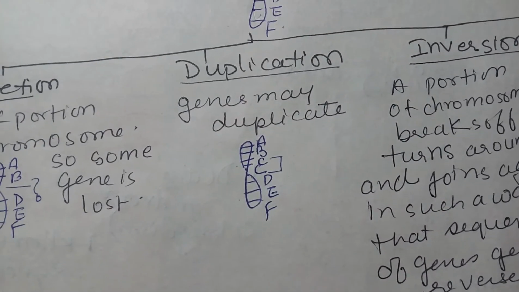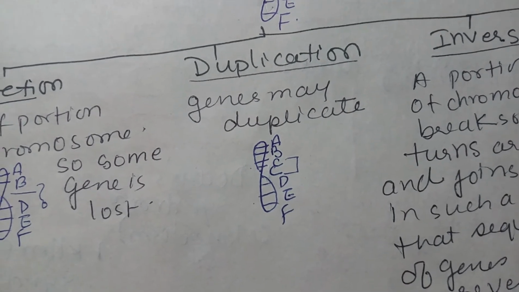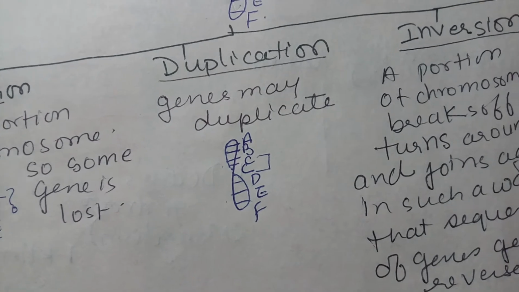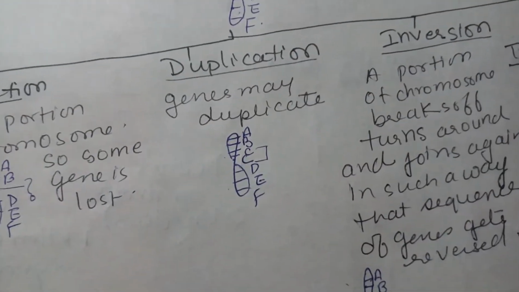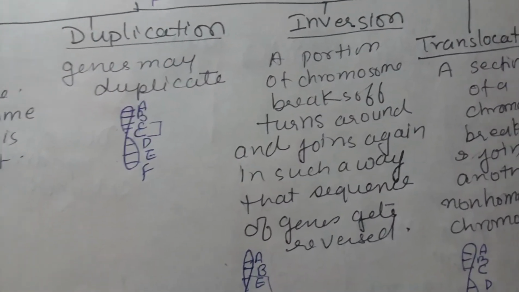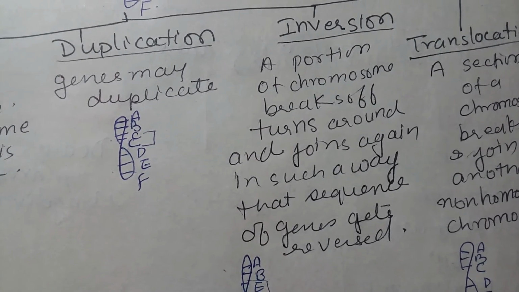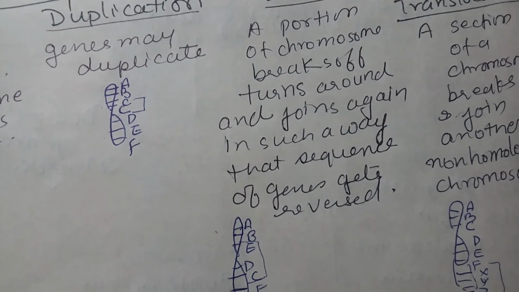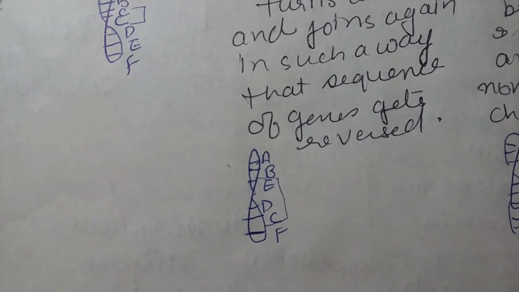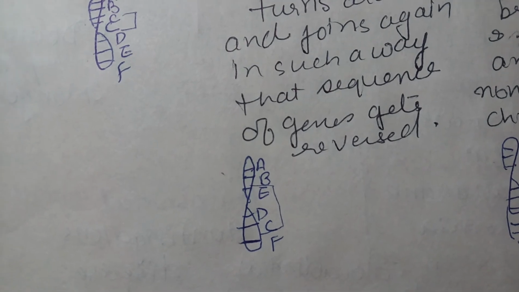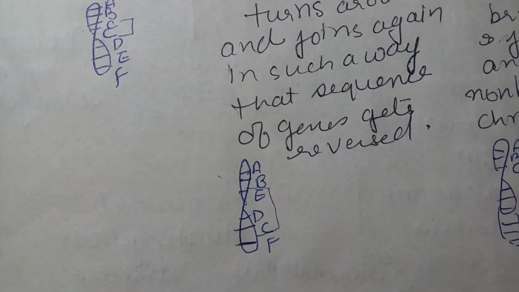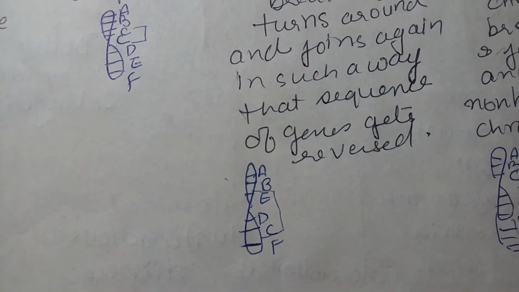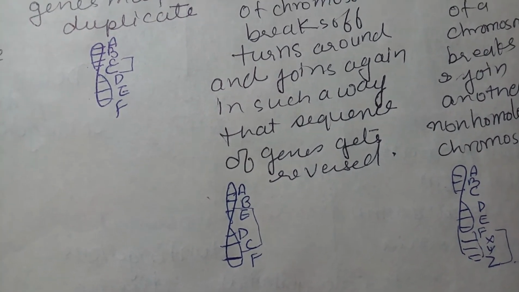Similarly, if C is duplicated, A, B, C, C, D, E, F. So one extra copy of a particular gene is present. This is called duplication. Inversion, a portion of the chromosome breaks off, turns around and joins again in such a way that the sequence of genes gets reversed. So from here the breakage occurs and then it is joined in the inverted position. So E, D, C, this sequence is changed.